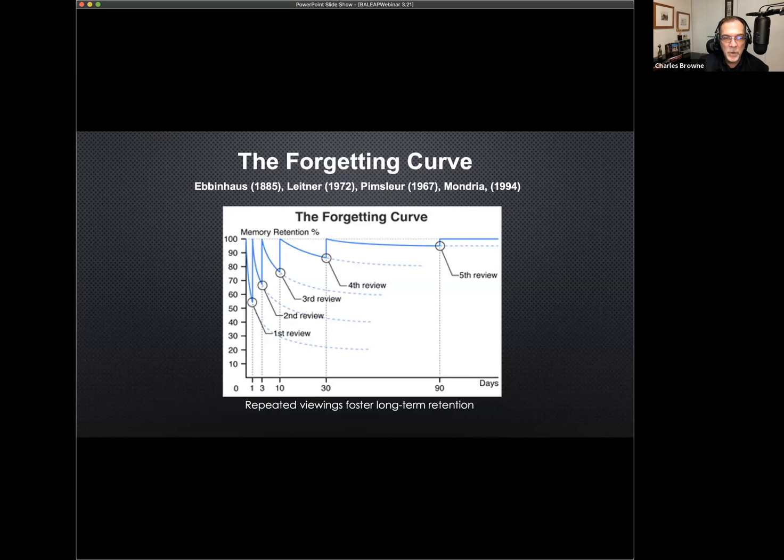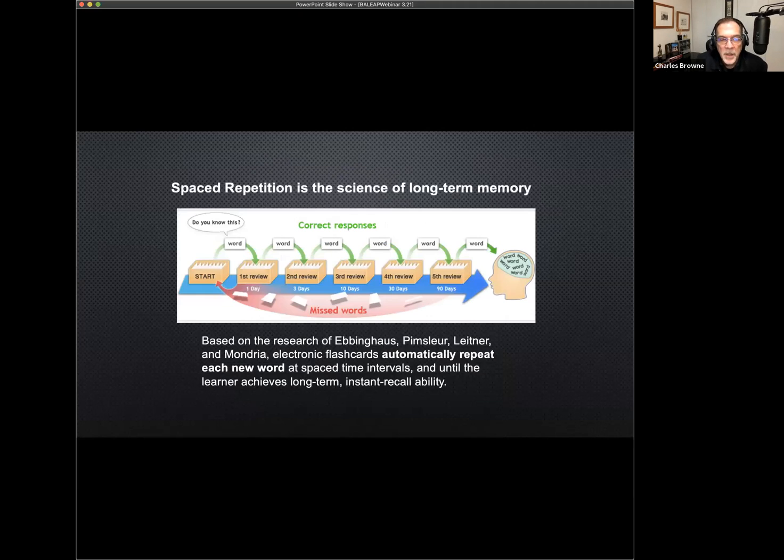But what all of these people found is that if you study it a second time, 24 hours later, you go back up to 100%, but now instead of taking 1 day to forget, it takes 3 days to forget. And after 3 days, if you study it again, it takes 10 days to forget. And so the forgetting curve flattens out until after about 4 or 5 repetitions, you've changed short-term memory into near permanent long-term memory.